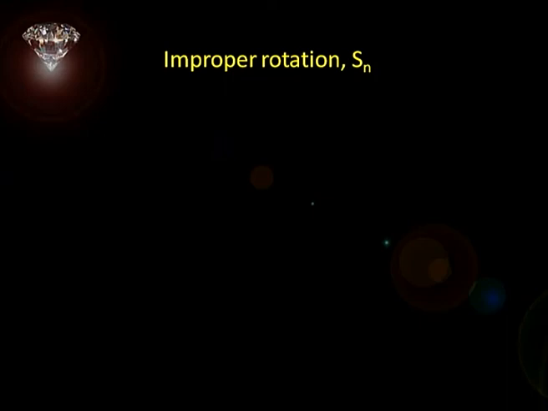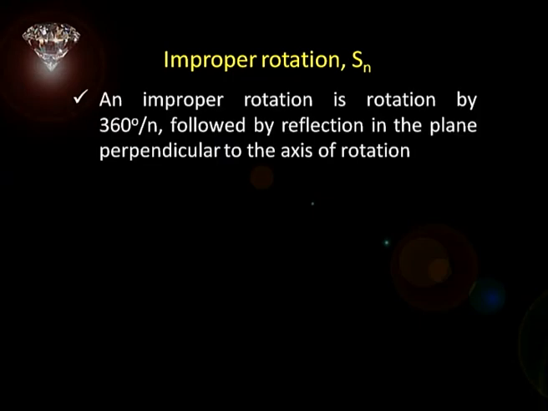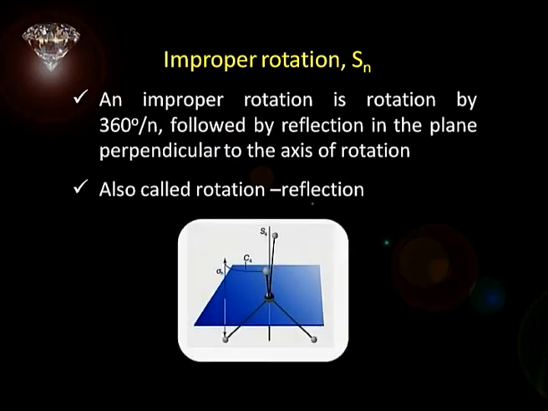Improper rotation is actually a combined operation. Basically, it is a rotation followed by reflection in a plane perpendicular to the axis of rotation. You perform some Cn and then you do a reflection through sigma h. That is what is called Sn, and this is also called a rotation-reflection axis. Let us take the example of methane here.